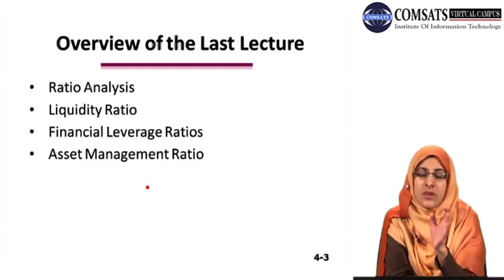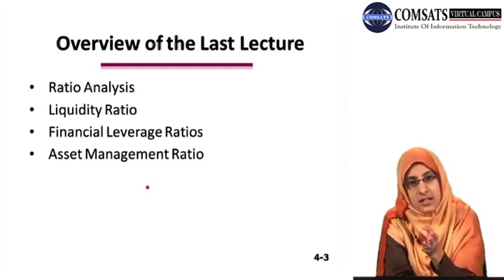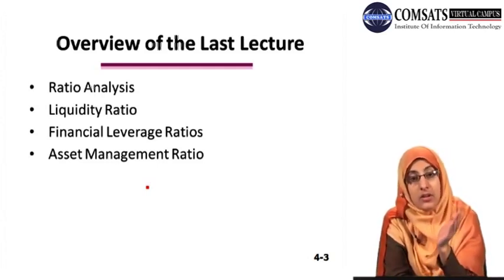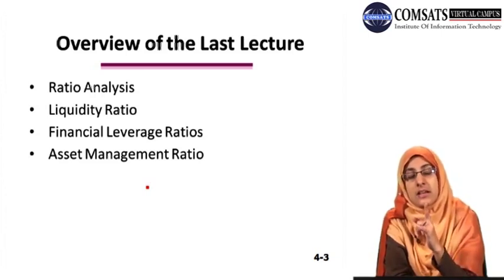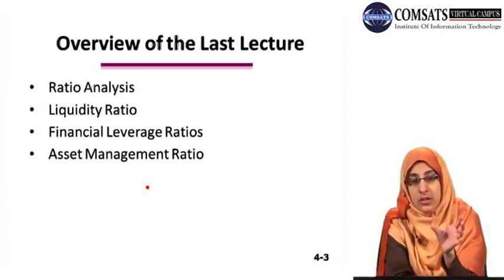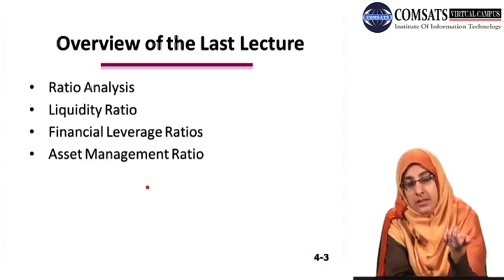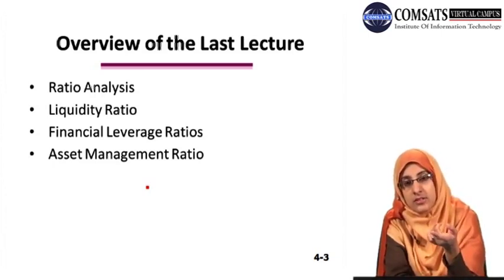Within asset management ratios, we found different ratios regarding asset turnover, that is the total asset turnover ratio. Then we had accounts receivable turnover, and receivables in days. Through accounts receivable turnover we found out receivables in days. The larger the number of these receivable days, the worse the sign is. The lesser the number of receivable days, the better it is for the company.